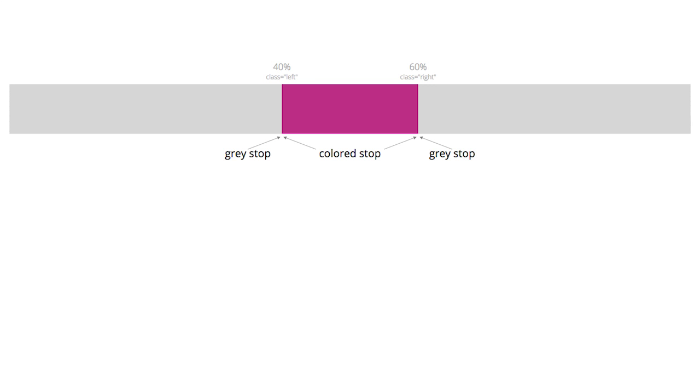We first append a gray stop at some percentage, so let's say 40. But we give it a class left. Then we append a colored stop at exactly the same location, also at 40%. We also give that a class left. And now we already have that abrupt color change that happens at 40%. And then at some higher percentage, say 60%, we do the same, but in reverse order. So we first append a colored stop, and then a gray stop. We give these a class right.